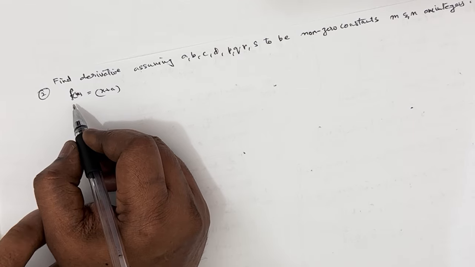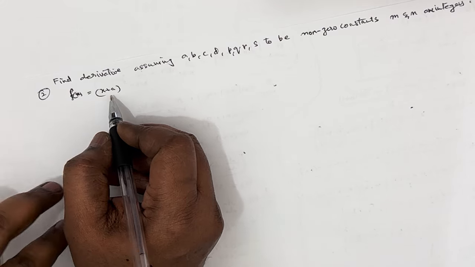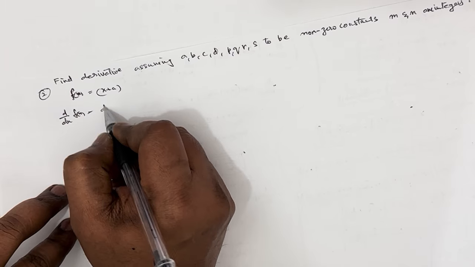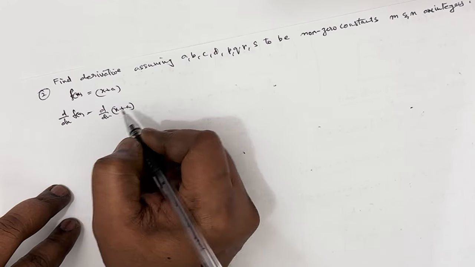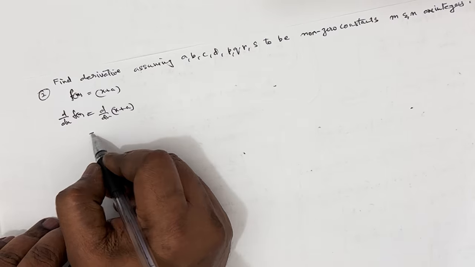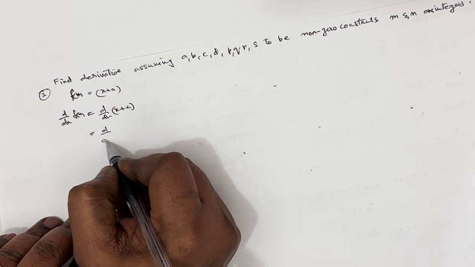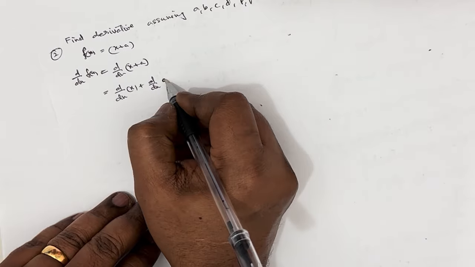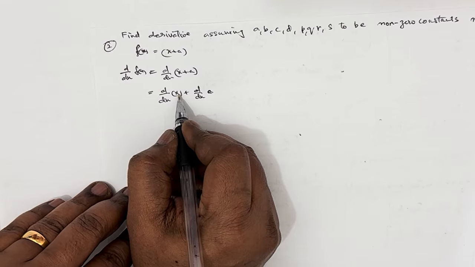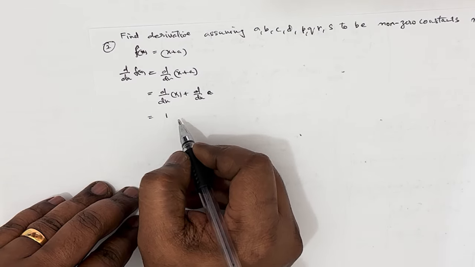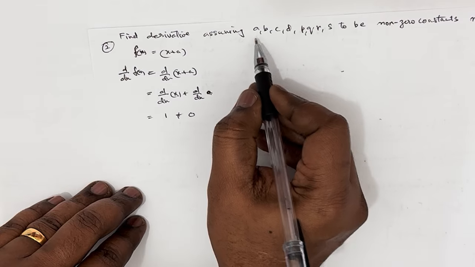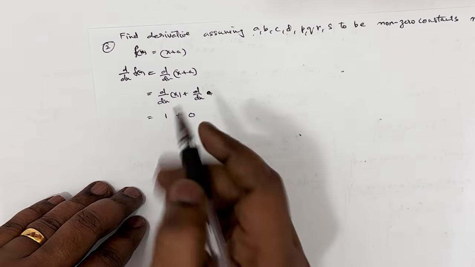Now the second one is f of x is equal to x plus a. So d by dx of f of x will be d by dx of x plus a. The derivative of the function is equal to the derivative of x plus a, which is, when we split this, d by dx of x plus d by dx of a. The derivative of x will be 1, plus the derivative of a constant will be 0, because they said here a is a constant. So we have 1. That's it. This is the answer.